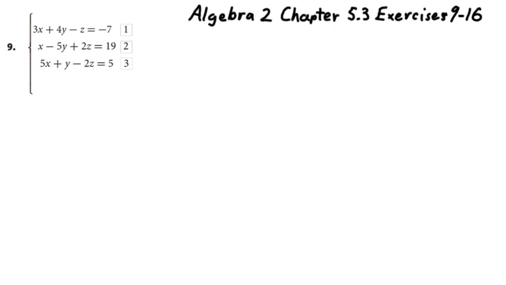Algebra 2, Chapter 5.3, exercises 9 through 16. We've been working on systems of equations with free variables, and in this exercise set, 9 through 16, we're going to go over some real-world problems. And I'm going to do in this set the odd number problems 9, 11, 13, and 15, and discuss briefly a little bit about some of the others.